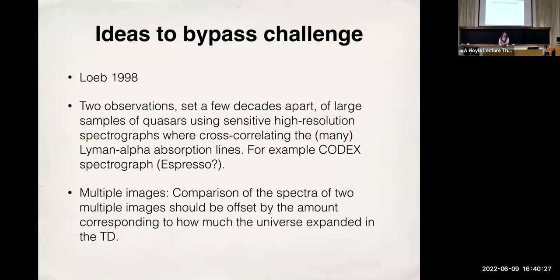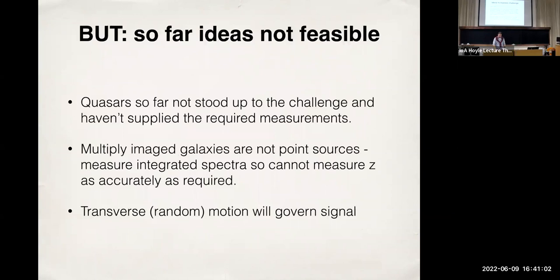And Avi had a beautiful paper in '98 proposing two ways to do that. One, I know some people here are involved with what was called the CODEX experiment, a spectrograph, basically measuring the Lyman alpha forest over many quasars a decade apart or a few decades apart, and trying to see by how much it expanded in the meanwhile. The second was to take advantage of the time delay between multiple images to save the time that you have to wait to measure the expansion. But both of them haven't been really successful until now, of course.